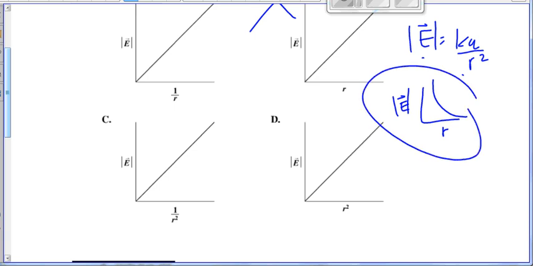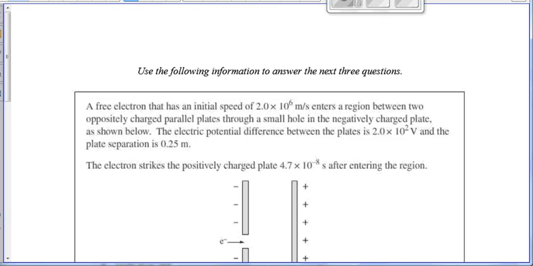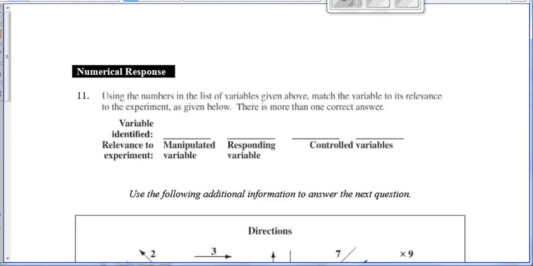A, C, or D? Which one is it? Who said A? Who said C? C is the correct answer, right? How do we get that? Because we know that it's something over R squared, so we're going to plot something over R squared to get the straight line. Okay, one more before I do some more stuff here. This is number 15 that I'd like you to do right now.